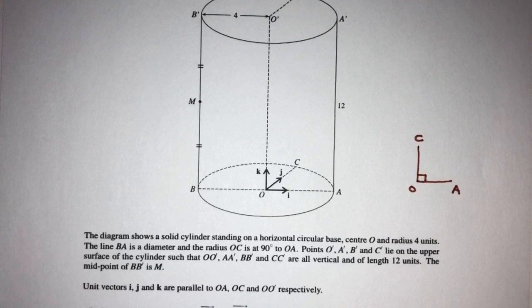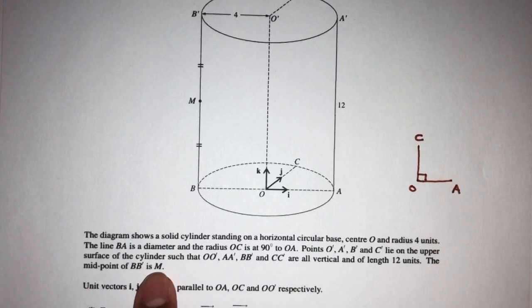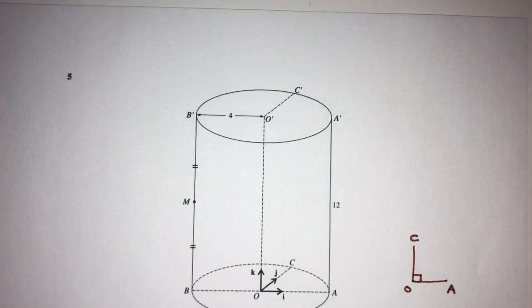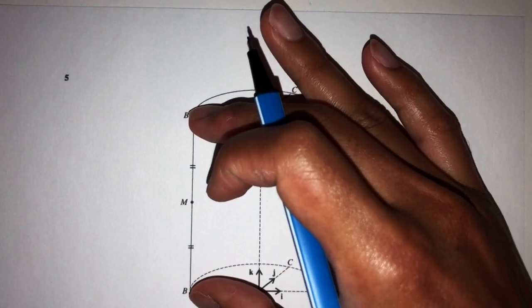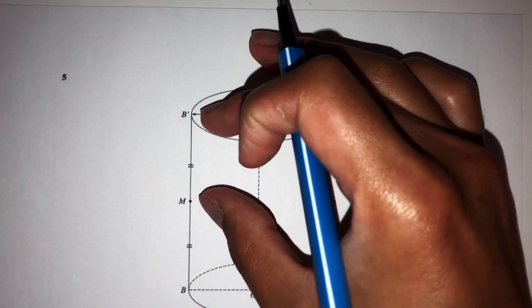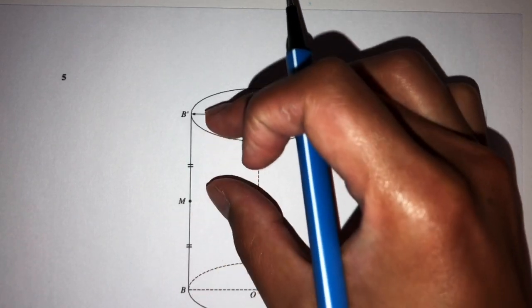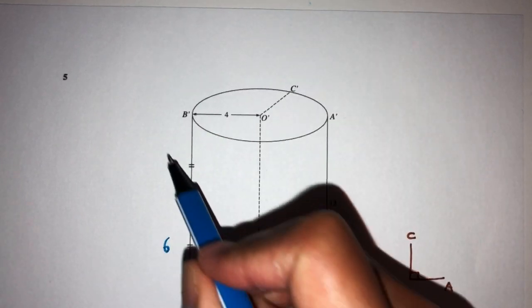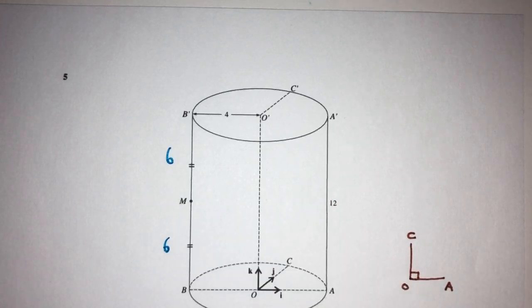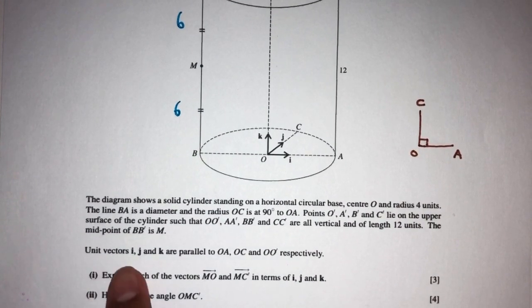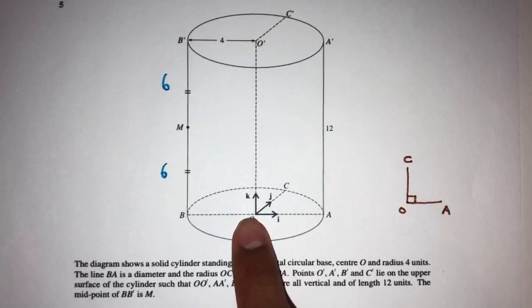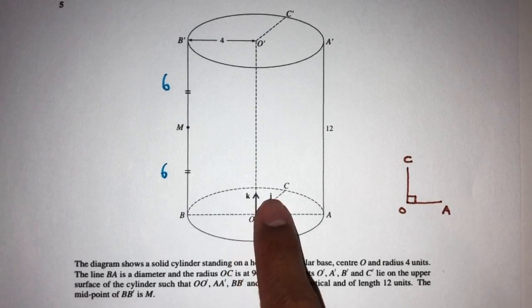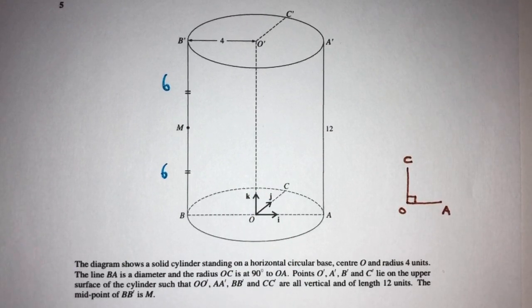Okay, now the midpoint of B and B prime is M. As you can see, this is the midpoint. Now, what is the first thing we can derive from that information? Since we know this whole length is 12, if M is the midpoint, what does that mean? It means that this will be 6 and 6. Makes sense, right? This will be 6 and 6 units. Okay, so that's the first thing we can derive. Now, unit vectors i, j, and k are parallel to OA, OC, and OO prime respectively. As we can see here, these are the unit vectors in those directions.